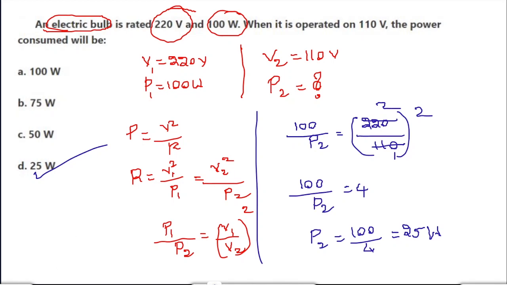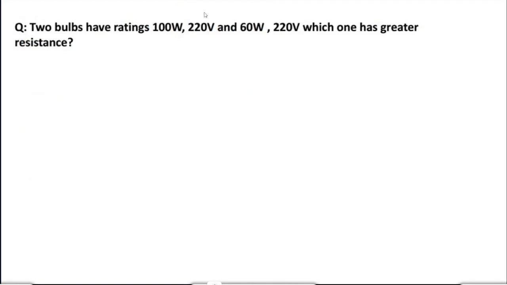Yes, we have a similar problem: two bulbs, 100 watts at 220 volts and 60 watts at 220 volts. So it is power and it is voltage. Which one has greater resistance, he is asking. So guys, let me tell you one thing. Without using pen and paper, you can answer this question. Okay, let me tell you how.